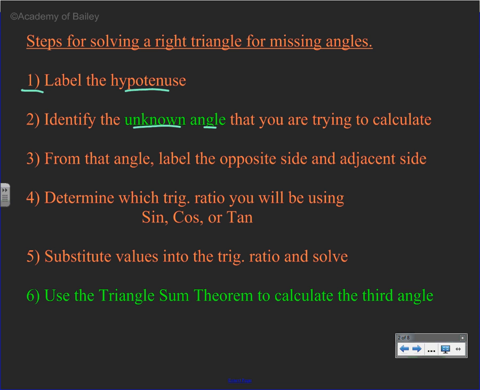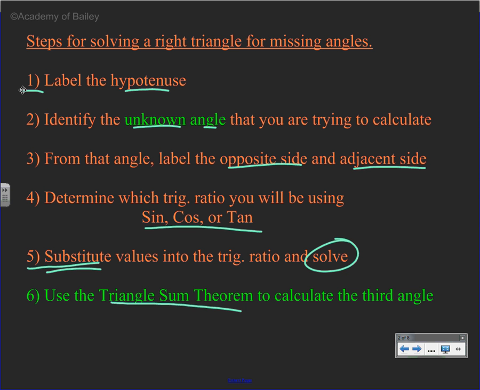Step three says label the opposite side and the adjacent side. That's the same as before. Step four, determine whether we're using sine, cosine, or tangent. And step five, substitute the values into the trig ratio of sine, cosine, or tangent and solve. And that's going to give us one angle measurement. So if we have the right angle and we also just calculated one angle measurement in step five, then we're going to use the triangle sum theorem to calculate the other angle, the third angle.